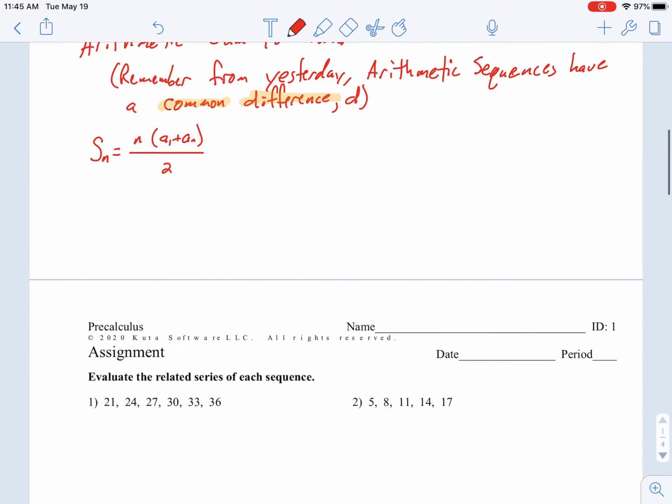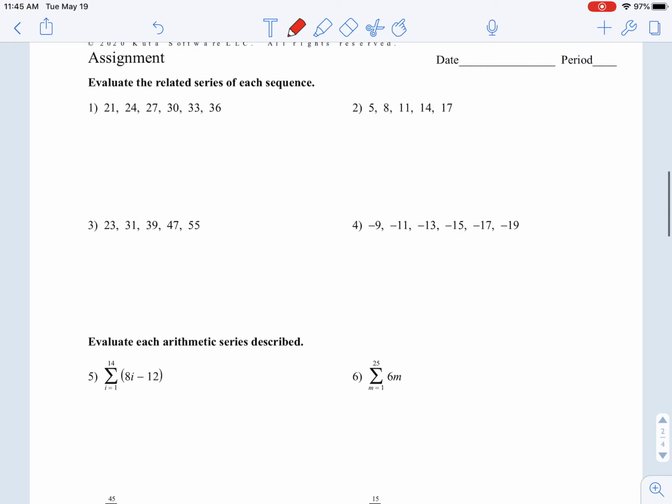So finding the sum in a series, like problems 1, 2, 3, and 4, you could do something like here in number 2, 5 plus 8 plus 11 plus 14 plus 17. Type that into your calculator, get an answer, and that's all well and good. This gets kind of old after a while, especially if instead of having 5 numbers to add together, maybe you had like 55 or 550 numbers or 1,000 numbers to add together. Then it gets to be kind of a pain.